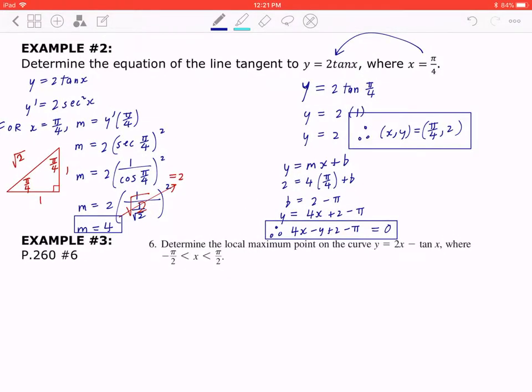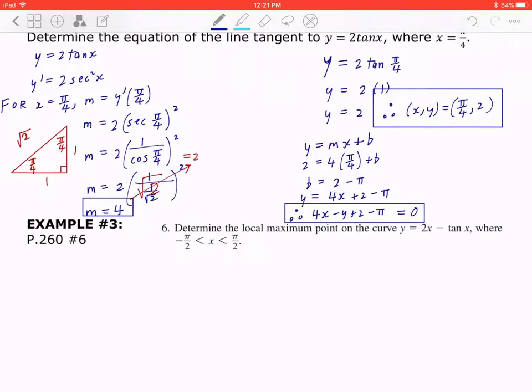Example number 3. That's going to be from your textbook, page 260, number 6. Determine the local maximum point on the curve y equals 2x minus tan x, where x is in between negative pi over 2 and pi over 2. So I'd like you to try this first, and when you press play again in part 3, I will continue with example number 3. I hope this makes sense.